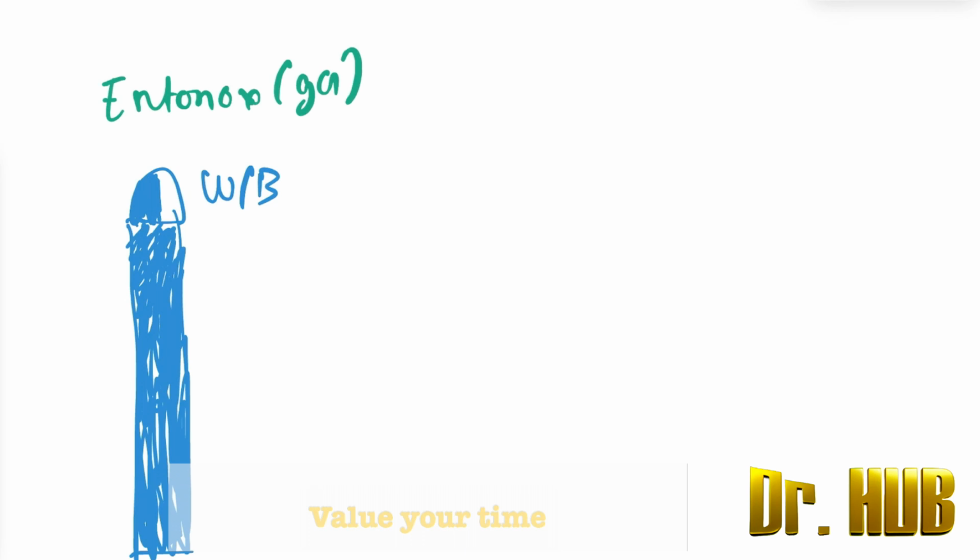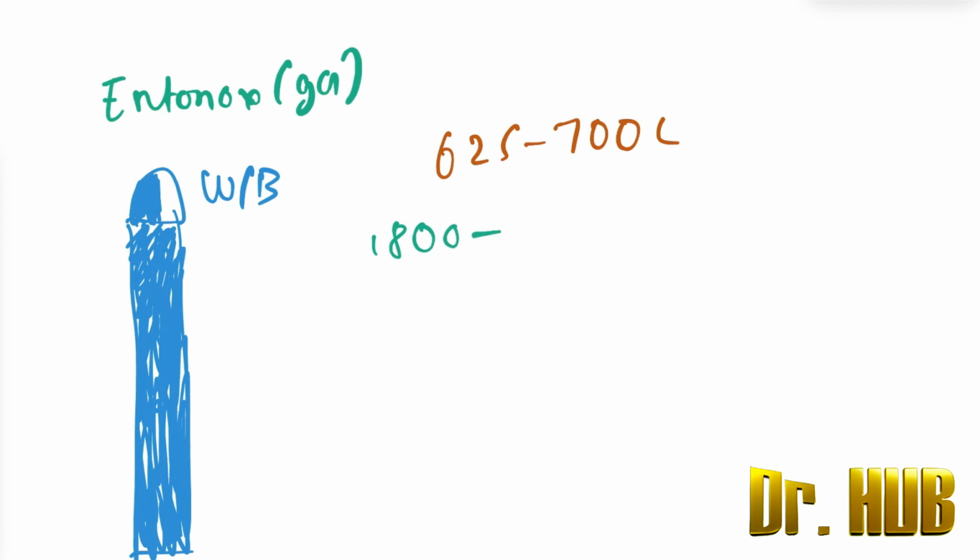Let's talk about the E-cylinder capacity. The E-cylinder capacity is 625 to 700 liters, and then the PSIG at 20 degrees Celsius is 1800 to 2200. So this was about the medical gas cylinders.